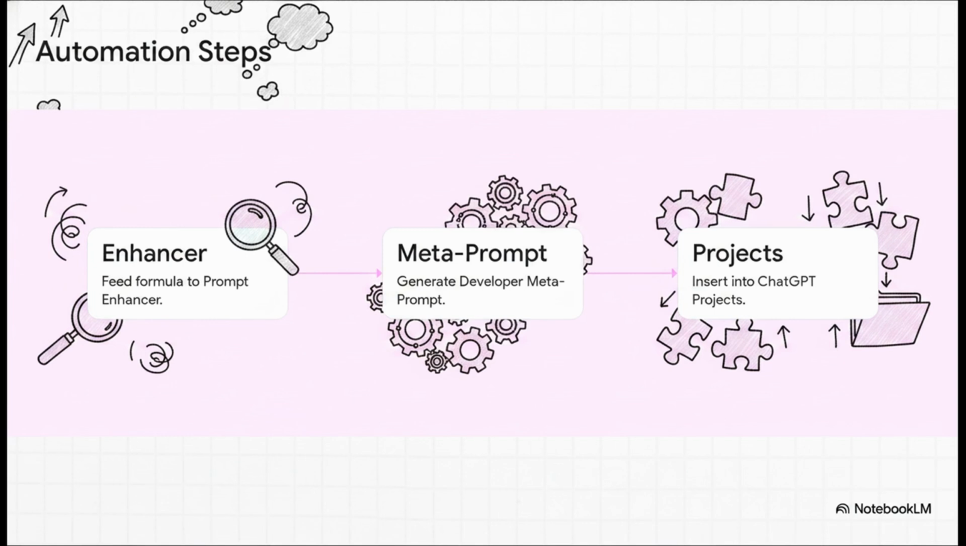Step 1, you take the rules of our magic prompt formula and you feed them right into OpenAI's free prompt enhancer tool. Step 2, you ask that enhancer to generate a developer meta prompt. Basically, that's just a highly technical instruction manual telling the AI exactly how to write magic prompts. And step 3, you take that chunk of developer code and insert it directly into a feature called ChatGPT Projects.